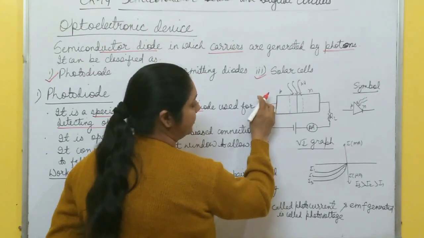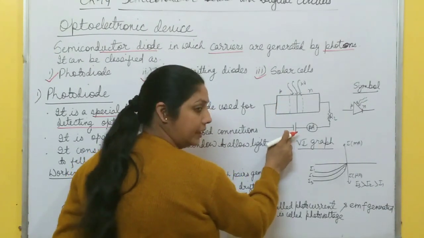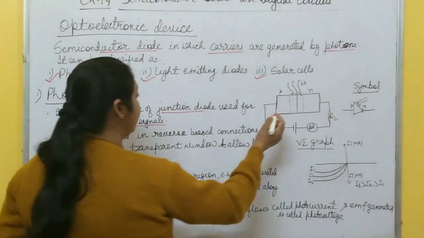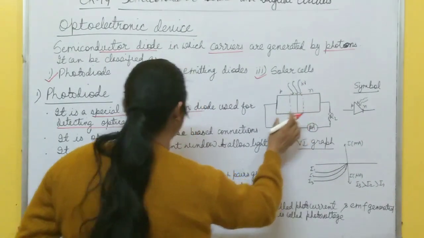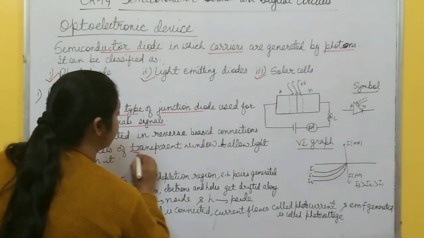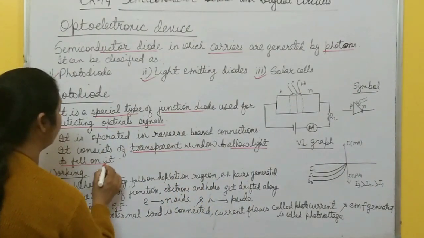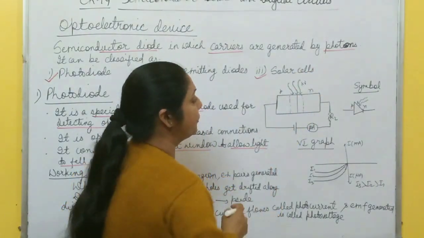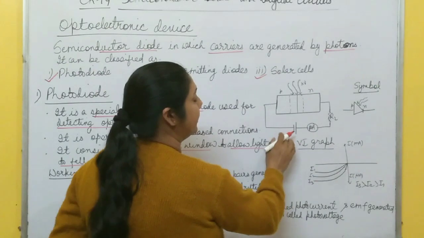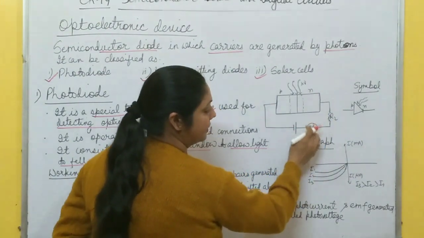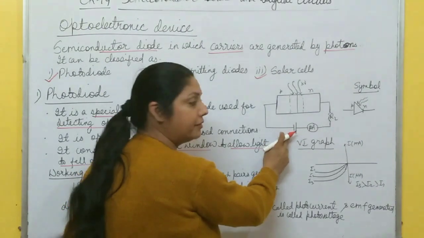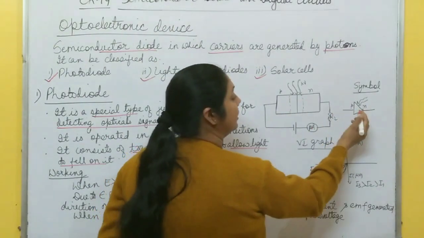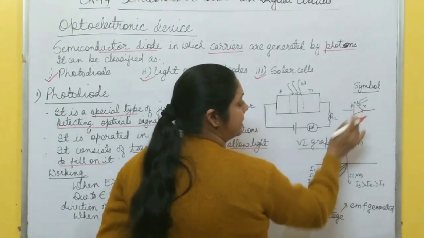It means the P type of the diode is connected to the negative of the battery and the N type is connected to the positive terminal of the battery. And there is a transparent window near the junction, which allows light of suitable frequency to fall on it, right? So this is the circuit diagram. You connect one load resistance here, and this one is a microammeter because it is operated in reverse bias condition. And this one is the symbol for the photodiode, PN, and light falls on it. So this one is just the symbol, right?